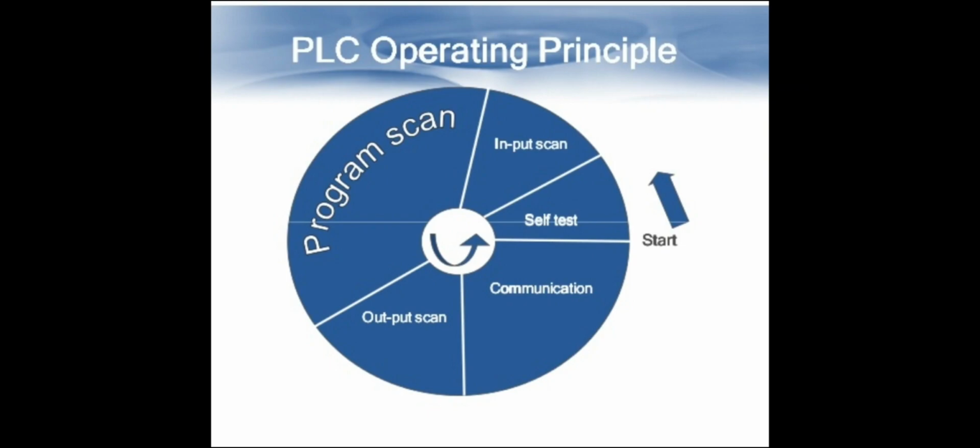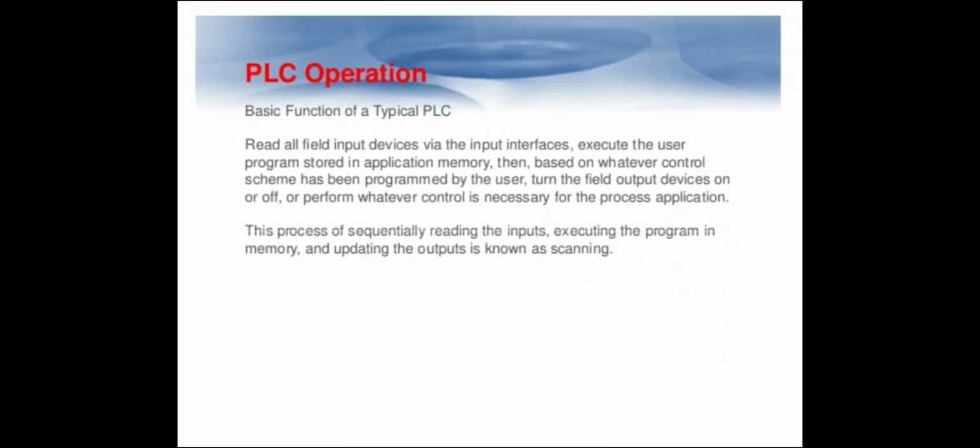Okay, this is the operating principle. We will discuss one by one the basic function of a typical PLC. So the PLC reads all field input devices via input interfaces, executes the user program stored in application memory, and then, based on whatever control scheme has been programmed by the user, turns the field output devices on or off or performs whatever control is necessary for the process applications.